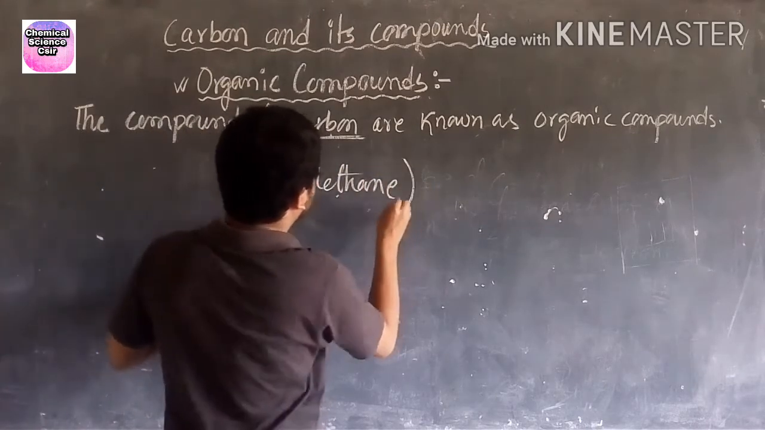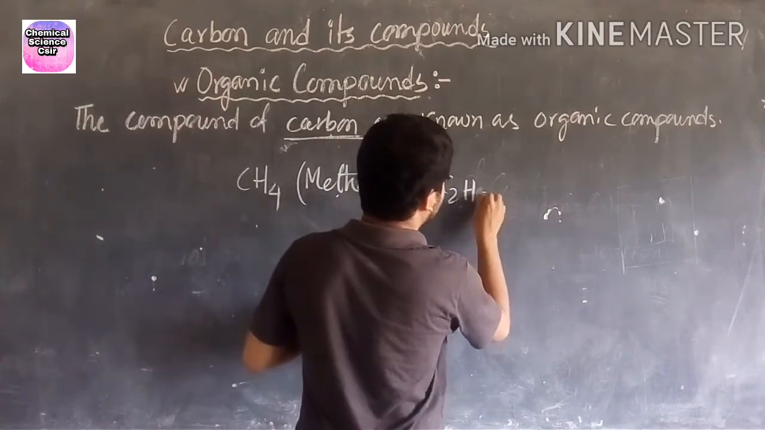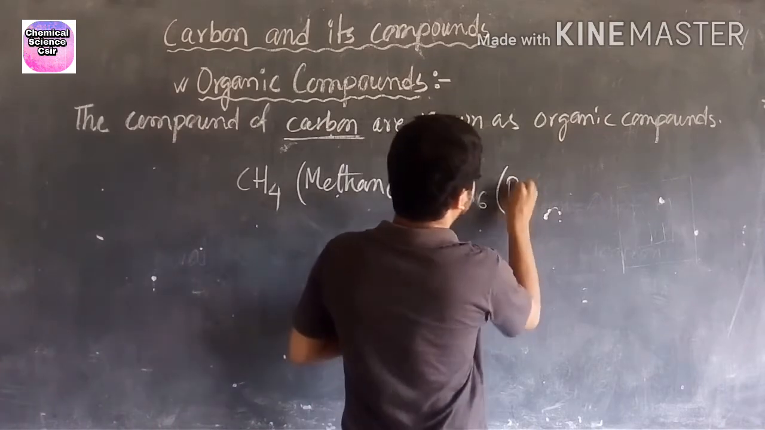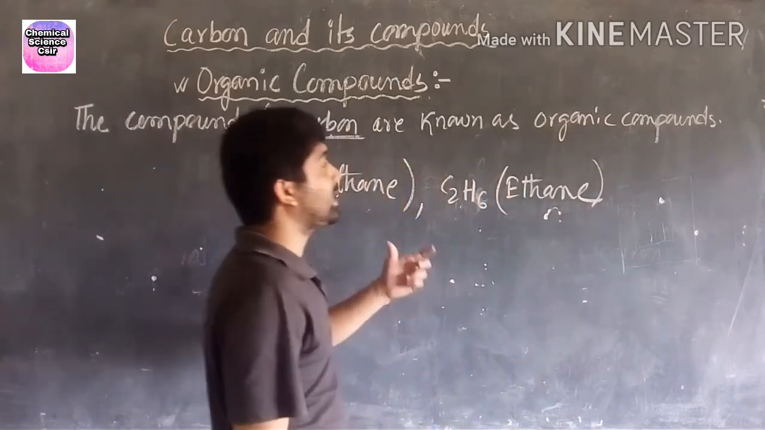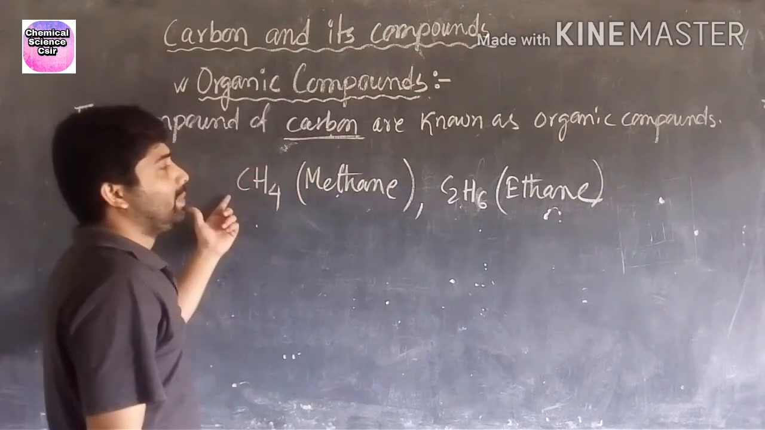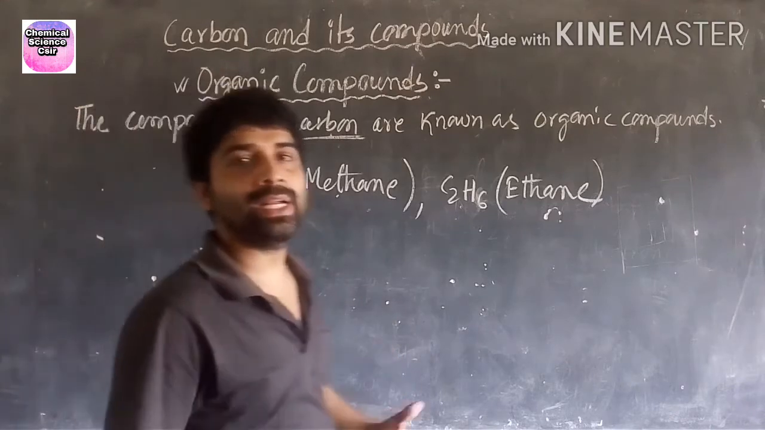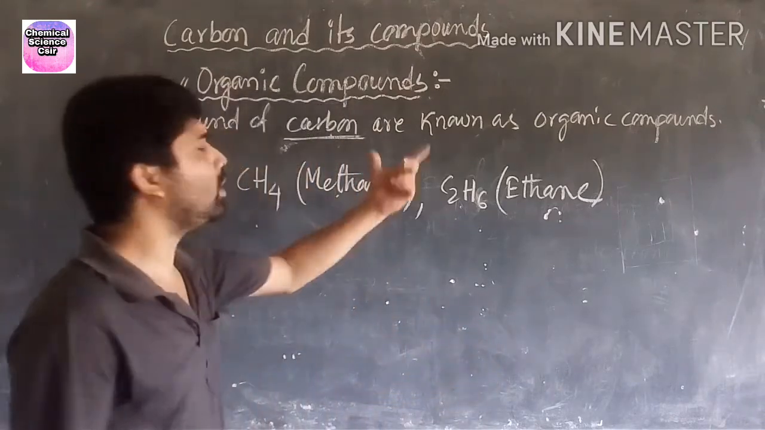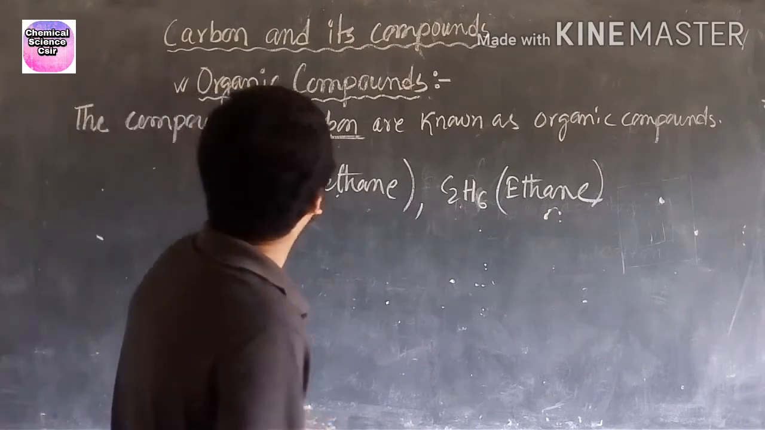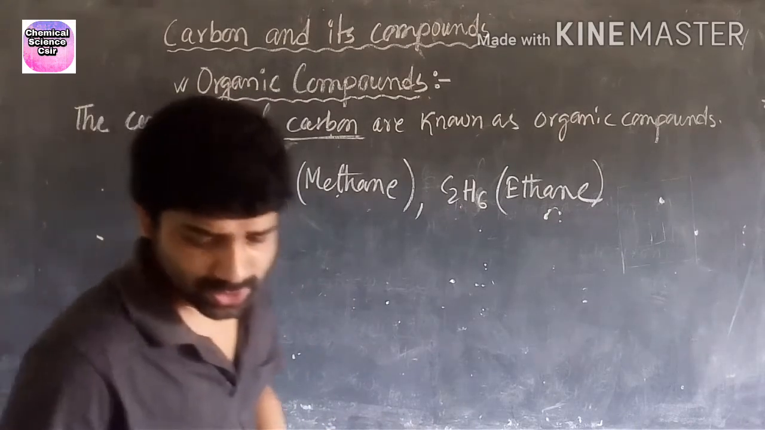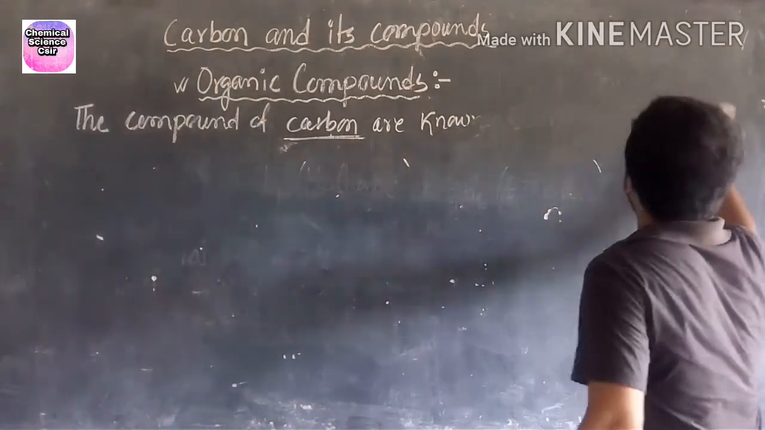Methane. And another one, C2H6. This one is called ethane. Methane, ethane, like this, propane, butane, pentane. These are all organic compounds made of carbon and hydrogen. Now we have to see hydrocarbons.